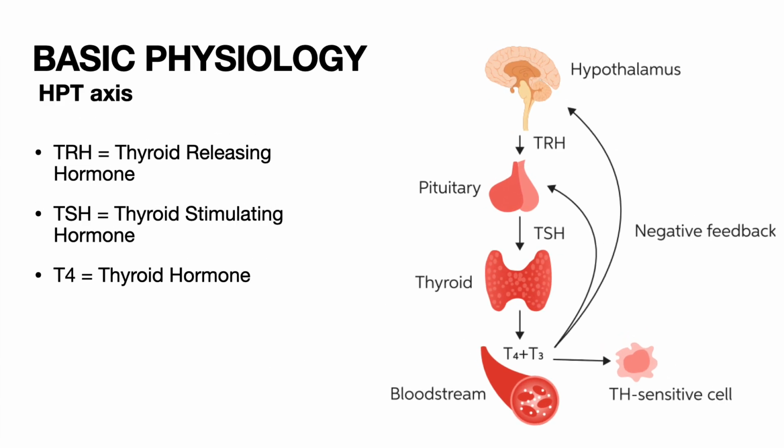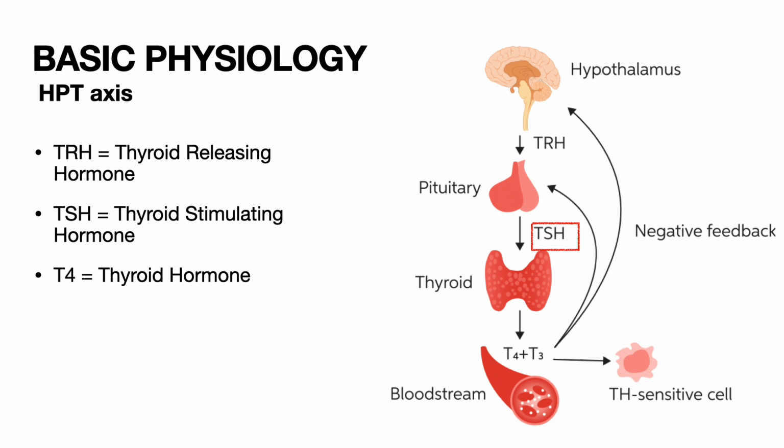Thyroid disorders. Let's first study hypothyroidism. Before diving into it, let's see the basic physiology. The HPT axis, that is hypothalamus, pituitary and thyroid axis. As you can see, the hypothalamus produces TRH, that is thyroid releasing hormone, which stimulates the pituitary to produce the TSH, that is thyroid stimulating hormone.